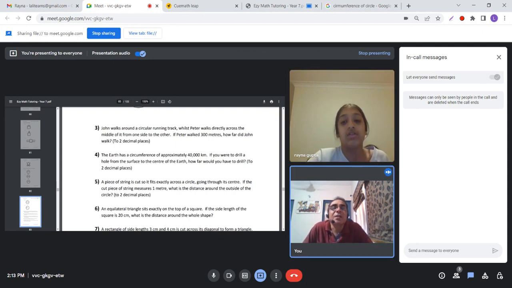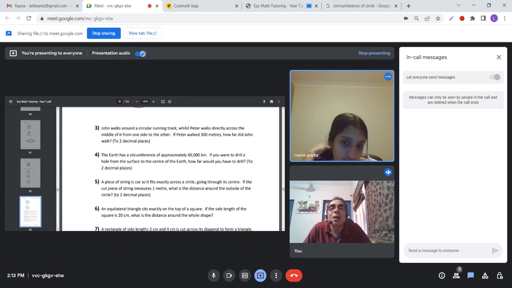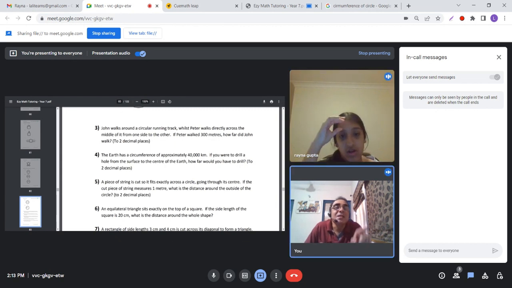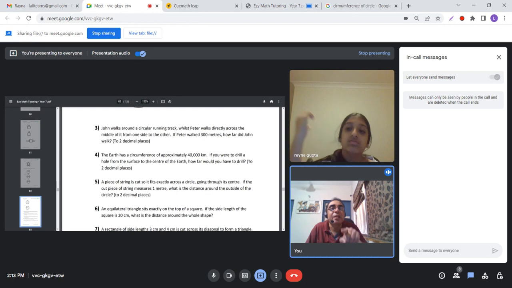Fourth. So 3.14 times 2 times 20,000. That is the circumference, not the radius or diameter. The circumference of the earth is 40,000 kilometers. If you were to drill a hole from the surface to the center, that means the radius, how far do you have to drill? Circumference is given. You need to find the radius.